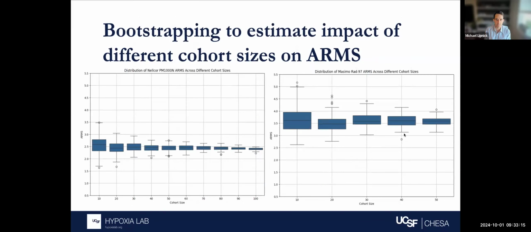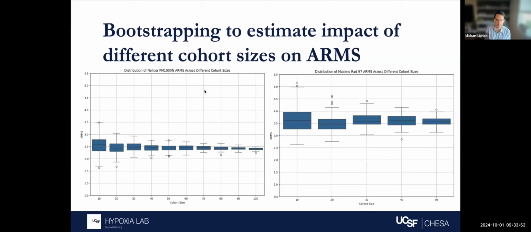We also did some bootstrapping to try and figure out the impact of different cohort sizes on ARMS. So the only two devices where we have lots of data are two devices that we commonly use as reference devices, the PM1000N on the left and the Masimo Rad97. One of the comments in the chat asked what probes we use. For all of these devices, we are using and reporting here reusable finger clip style sensors. The reason we chose that was because of relevance to global populations that may not have access to disposable probes. And then secondarily, for cost reasons.